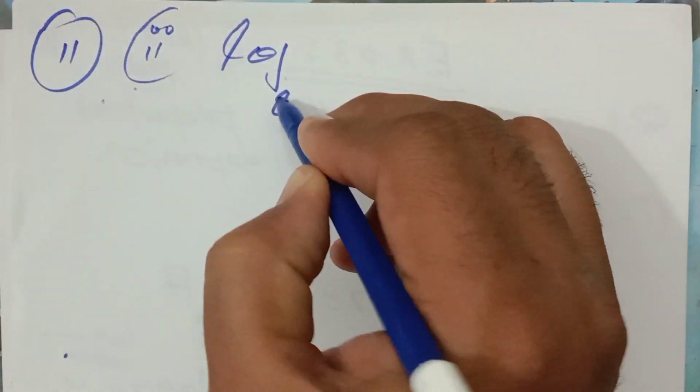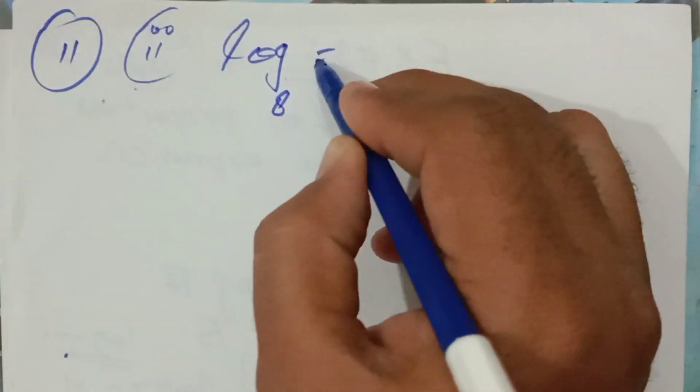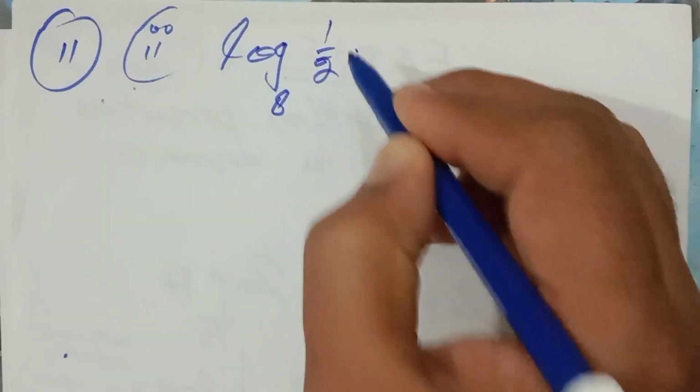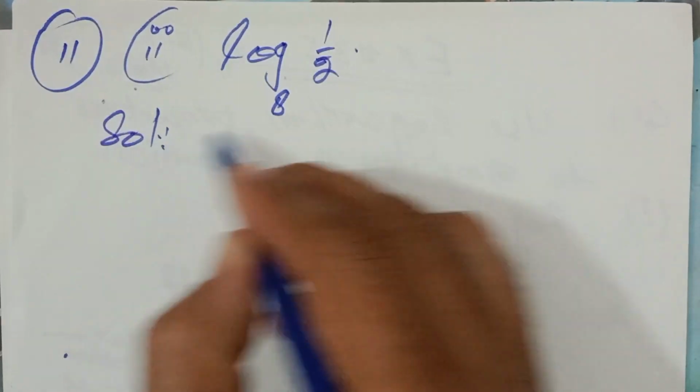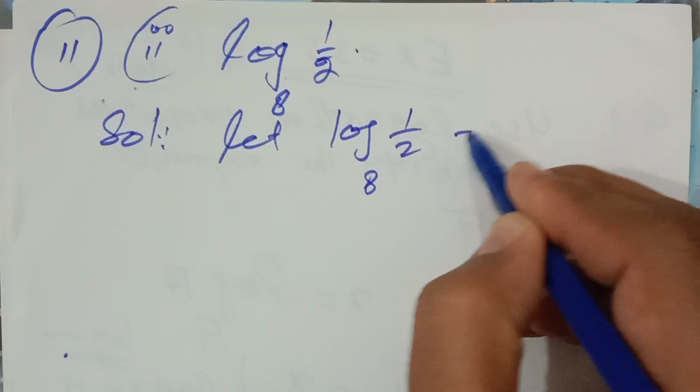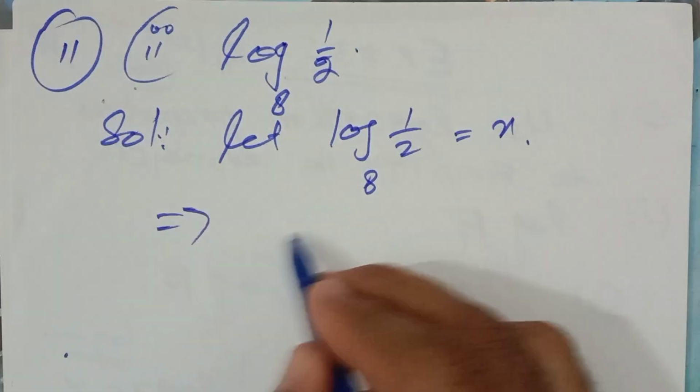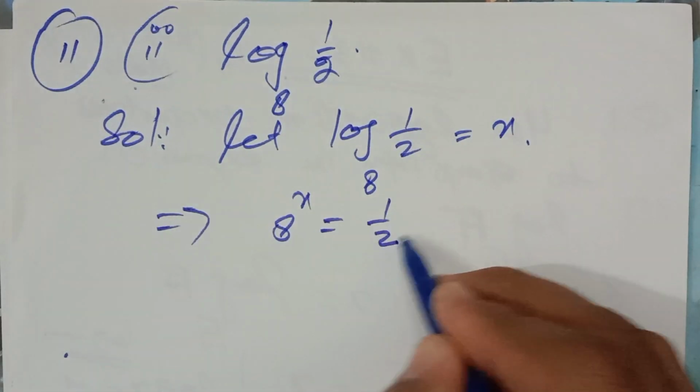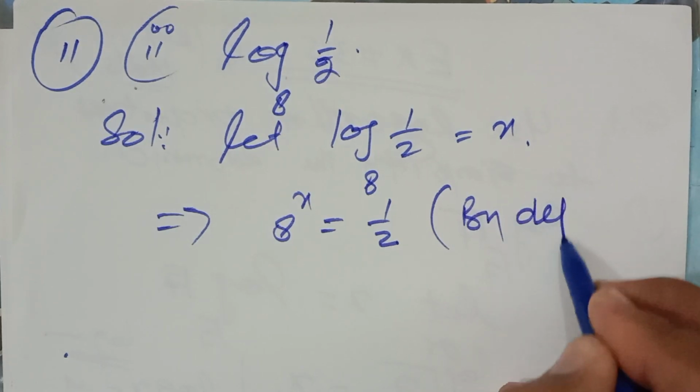Here next question, log with base 8 of 1 over 2. Solution, let's say log with base 8 of 1 over 2 equal to x. So by definition of log, 8 raised to power x is equal to 1 over 2 by definition of log.